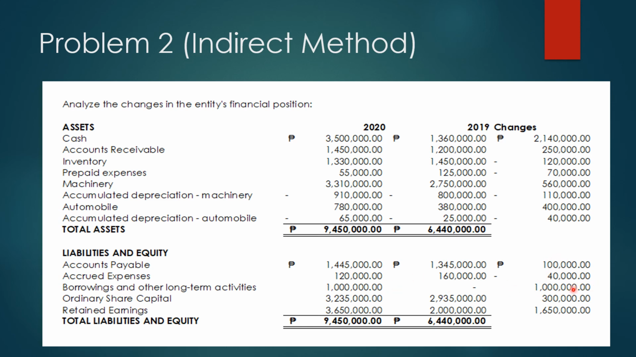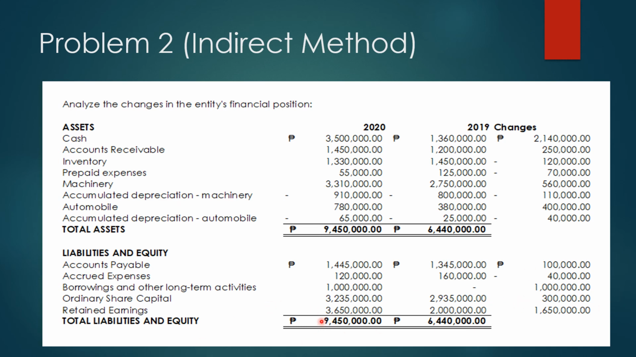So accrued expense, bumaba. Ay, dito meron kang borrowings and other long-term activities. Noong 2019, wala yan ha. But ngayon, may 1 million na dyan. Di ba yung number 5 kanina? Sabing ganun, umutang daw for future plant expansion, payable in 5 years. So, ito yon, 1 million pala yung inutang. Next, you have your ordinary share capital, 300,000, tumaas. So, meaning, nag-issue ka na naman ng bagong shares. Nagbigay ka ng stock certificate sa stockholder mo. In return, binigyan ka niya ng cash na 300,000.